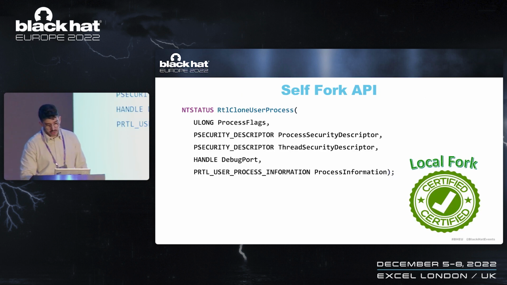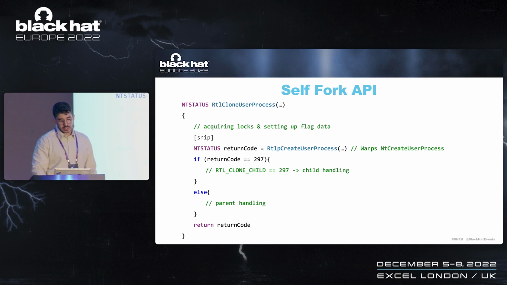Okay. Starting off with the first fork API that we've seen, RtlCloneUserProcess, the self-fork that implements the Unix fork in the POSIX DLL, contains a regular set of parameters, and when issuing it, it will clone the calling process. Let's see how it's actually implemented in NTDLL. This is its code: basic acquiring of locks at the beginning of its runtime, and then calling a wrapper, RtlpCreateUserProcess, a wrapper to NtCreateUserProcess.